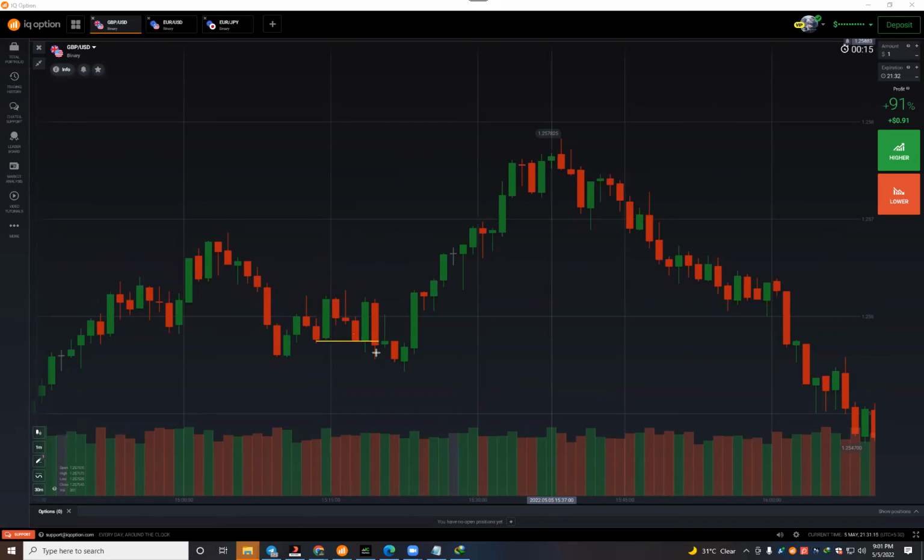When it breaks the third time, it will reverse back. These two levels are similar. Yes, sir. When it breaks, it will reverse back.